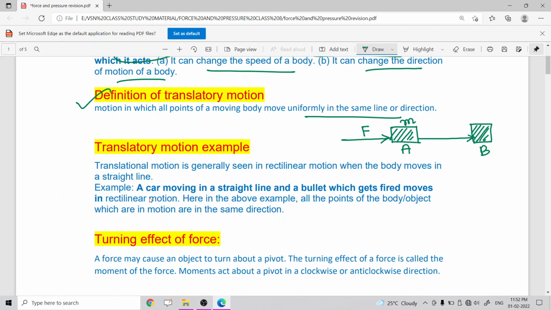Translatory motion is generally seen in rectilinear motion, when a body moves in a straight line. Example: a car moving in a straight line. Also, a bullet that gets fired moves in rectilinear motion. So these are the examples of translatory motion.